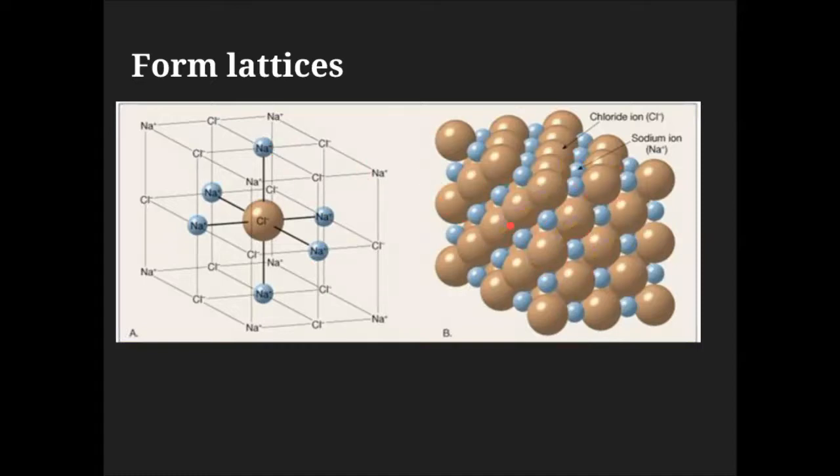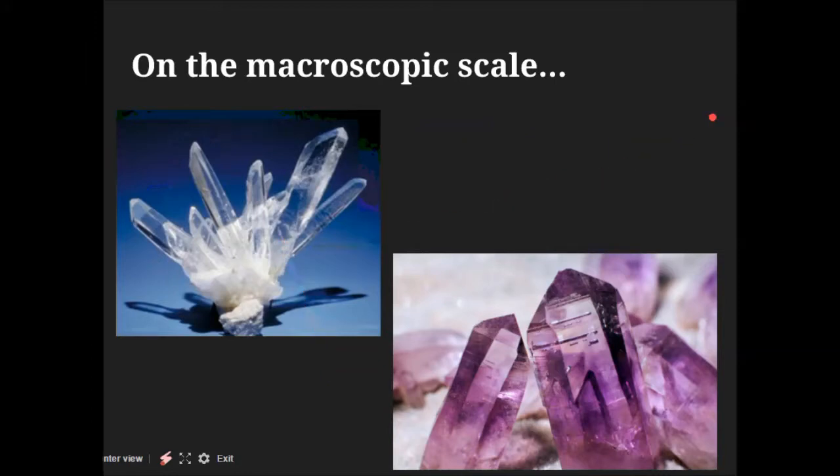And a lattice structure just means that you have a repeating pattern within the structure. Now, what does that mean on the macroscopic scale? If you build these repeating patterns of ions up and up and up and bigger, then you end up with crystals. So on the macroscopic scale, ionic compounds are going to look like crystals. And because they are crystals, let's think about it: what sort of properties would crystals have?